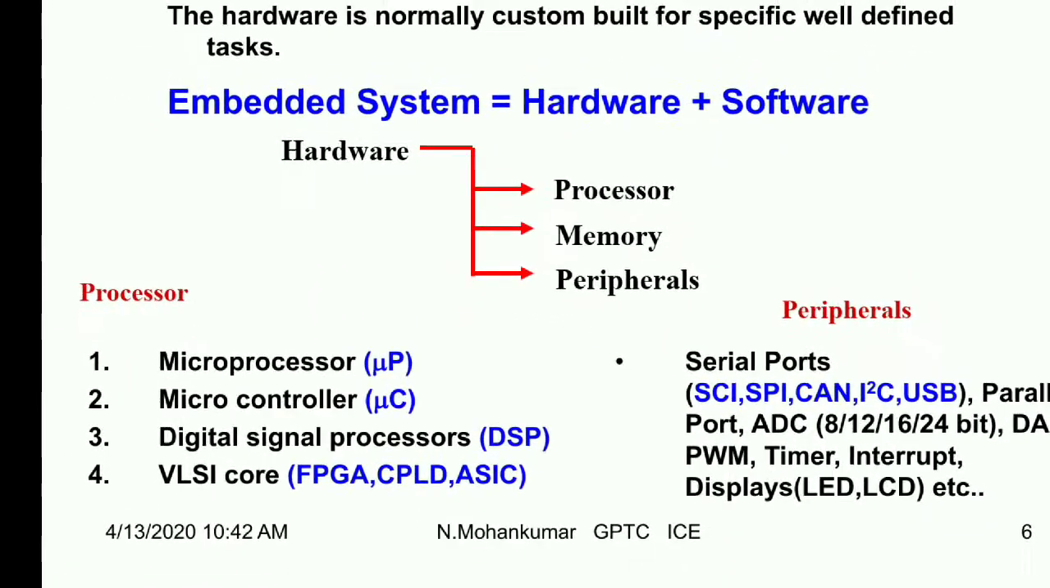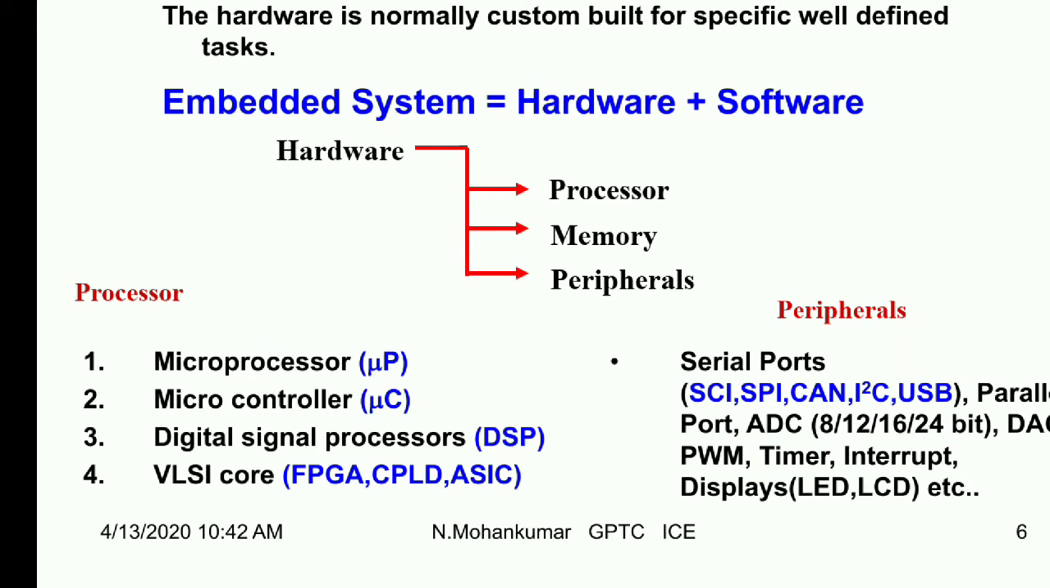The processor may be a microprocessor or a microcontroller or a digital signal processor, or it may even be an empty processor like a VLSI core, FPGA, or CPLD, right? FPGA means field programmable gate array, and CPLD is a complex programmable logic device based system, and application specific integrated circuit. These are all basically using VLSI technology. These ICs can be done, right? Even in an FPGA, any microprocessor or any microcontroller core can be implemented. So that is VLSI technology.